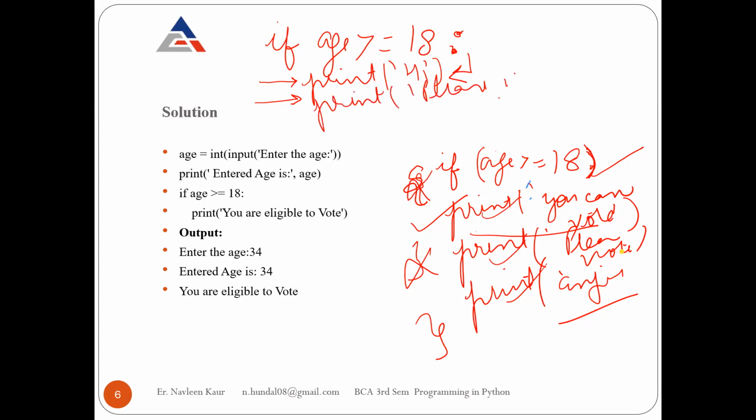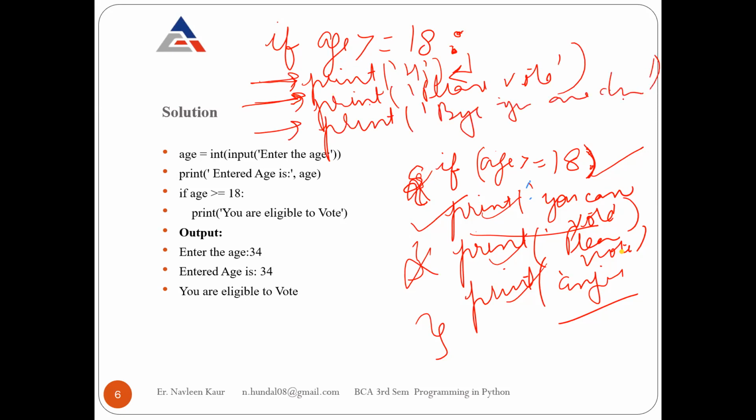This is the second statement. Why is it the second statement under if? This space is proving it, right? Then you can write the third statement. Print bye, you are done. So any number of statements you can write.